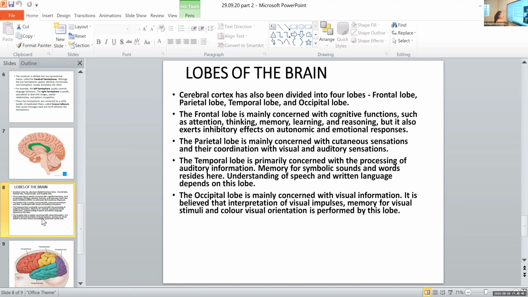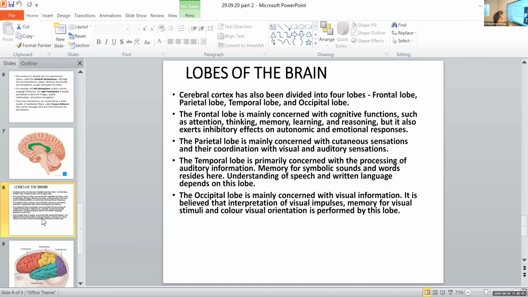So when he gets a pat, he turns and looks at who gave the pat, and he realizes that it is a person, it is his colleague. The visual and auditory sensation, that is the dialogues that the other person is telling, he is able to hear it, he is able to sense it. So all these things are dealt with by the parietal lobe, that is concerned with the cutaneous sensation, and then coordinates with the visual as well as the auditory sensation. Okay, that is all about the parietal lobe.